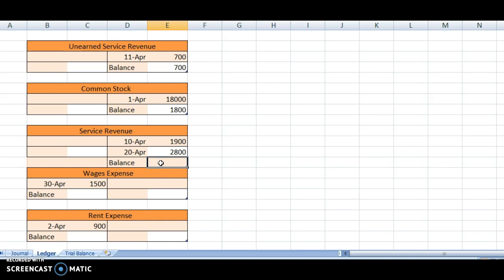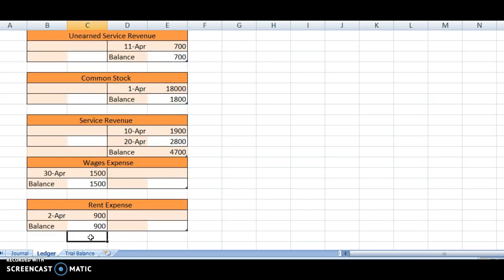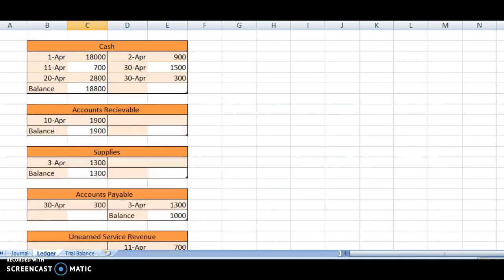And for service revenue, since we don't have anything over here, and we probably never will have anything on the credit side, we just add this up, and that is 3,700. Wages expense, once again, we only have one transaction on the debit, normal balance side, and same with rent expense. So now we are done with our ledger.